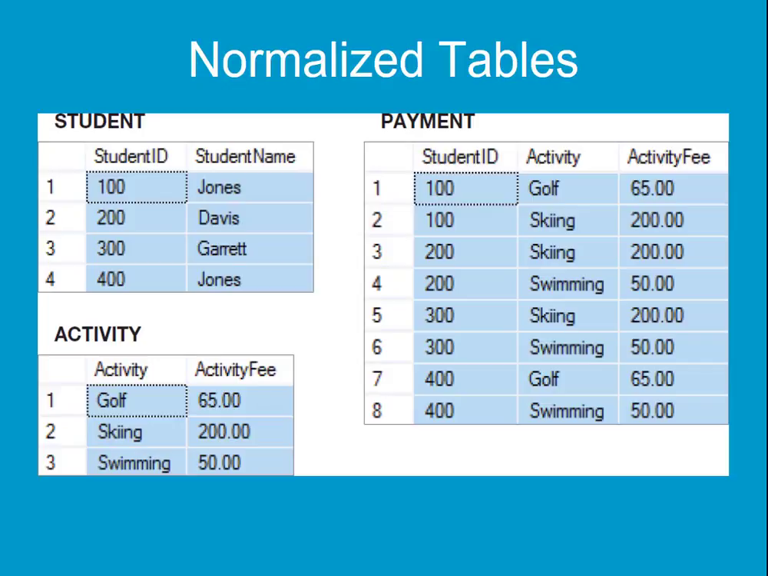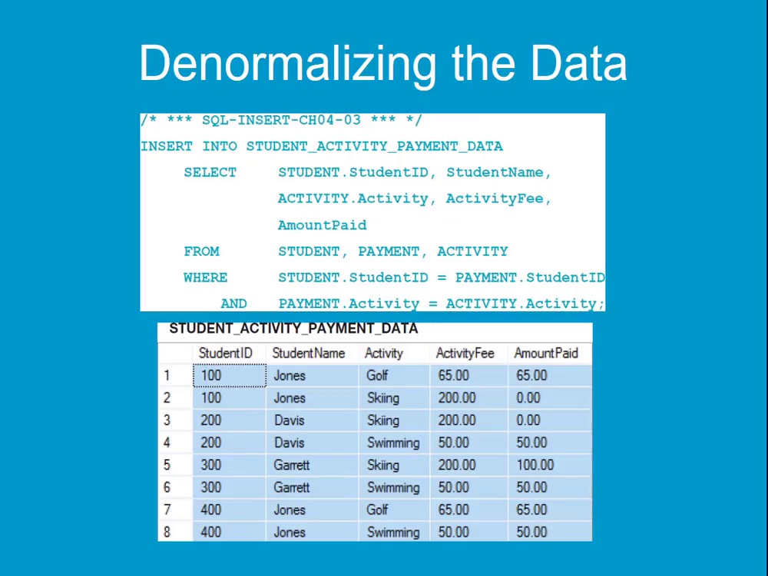Here's an example of that. We have student, with our student ID and our name, and we have activity, and we have a payment entity. These are normalized. The data is exactly how it should be. It's separated based on being specific to an entity. These attributes are only specific to their entity. But then we denormalize that and we just throw it all together.